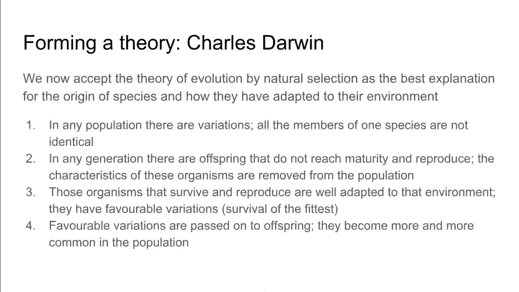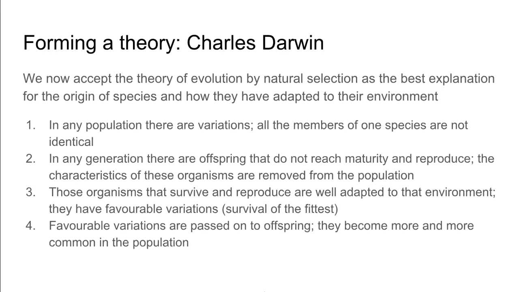So Charles Darwin formed the theory of natural selection, which was the mechanism for evolution. We now accept this as the best explanation for the origin of species and how they have adapted to their environment. And this theory has four main components. The first is that in any population, there are variations, or the members of one species are not identical. Number two, in any generation, there are offspring that do not reach maturity and reproduce. The characteristics of these organisms are removed from the population.